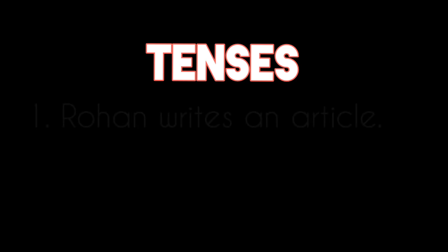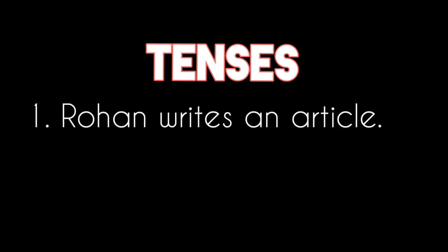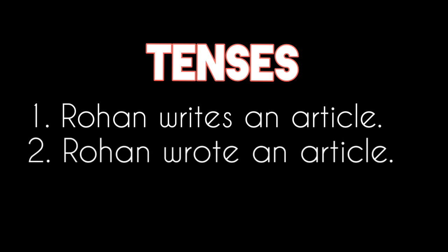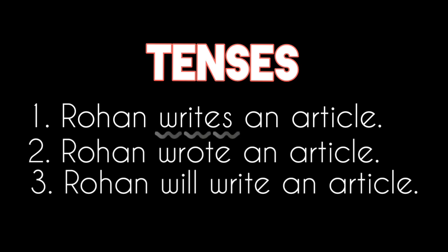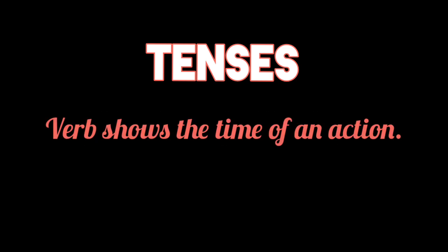First example, Rohan writes an article. Next one, Rohan wrote an article. Third example, Rohan will write an article. Here, in these three sentences, in the first sentence, the word writes shows present tense. In the second sentence, the word wrote shows past tense. In the third sentence, will write shows future tense. Therefore, we can say that the verb shows the time of an action.